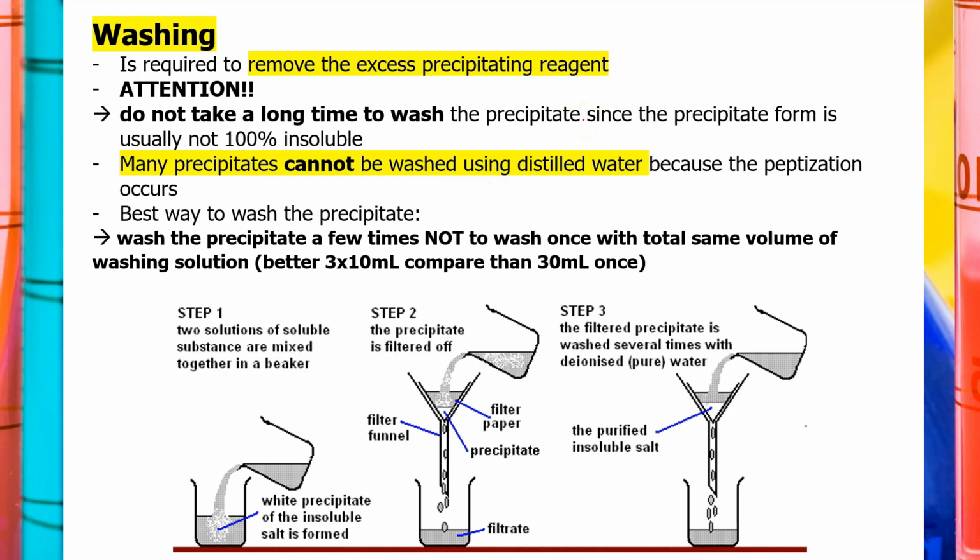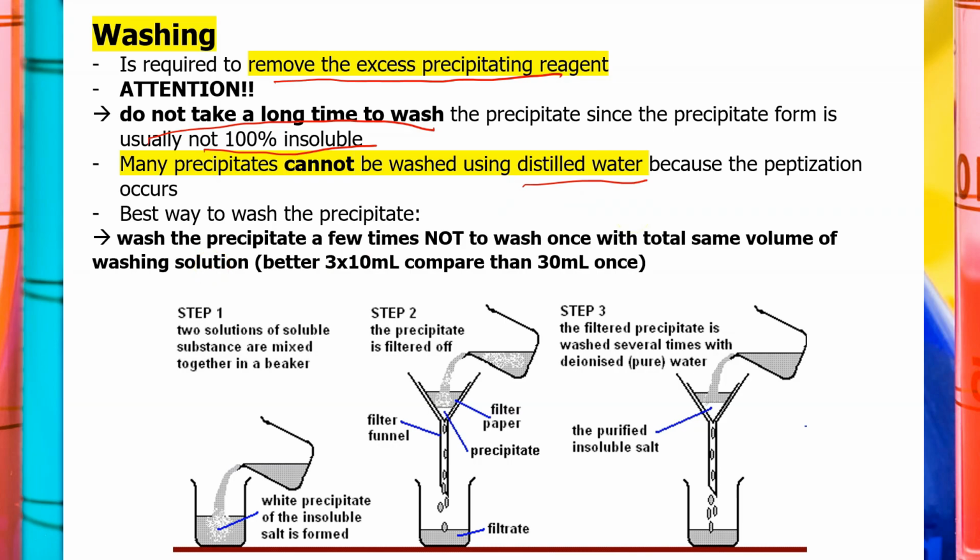Now we move to the washing process. The washing process is required to remove the excess precipitating reagent or excess analyte. However, do not take a long time to wash the precipitate since the precipitate formed is not 100% insoluble. Many precipitates cannot be washed using distilled water because the peptization process may occur.